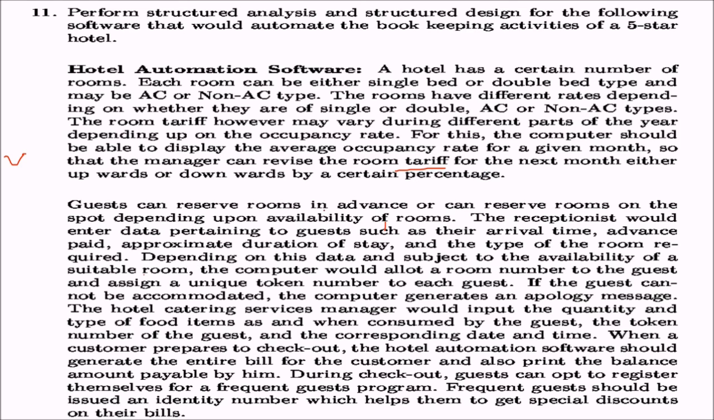Then guests can reserve rooms in advance and can reserve on the spot depending upon the availability of rooms. The receptionist would enter data pertaining to guests such as their arrival time, advance paid, approximate duration of stay, and the type of room required. And depending on this data and subject to the availability of a suitable room, the computer would allot a room number to the guest and assign a unique token number to each guest. If the guest cannot be accommodated, the computer must generate an apology message.